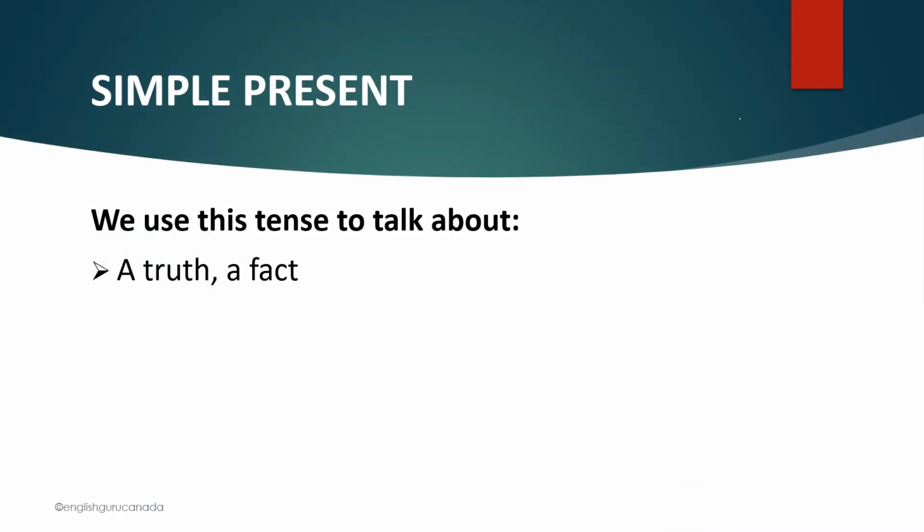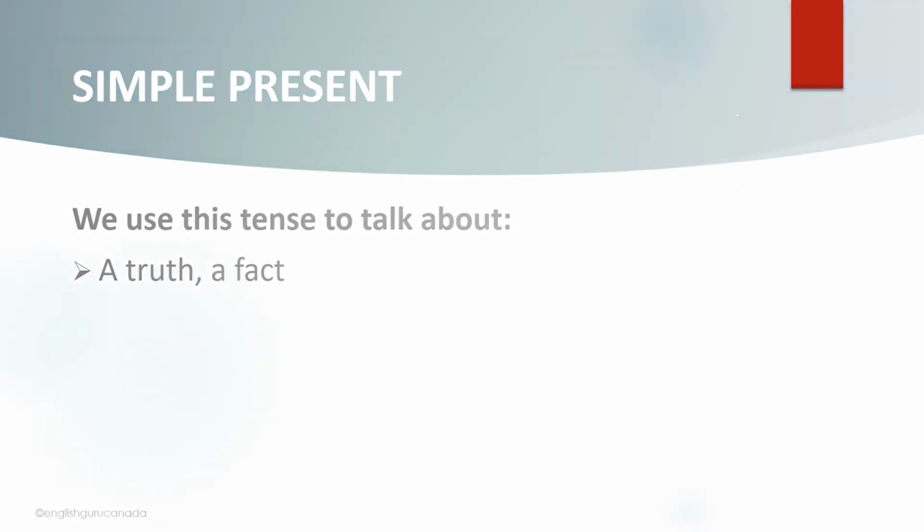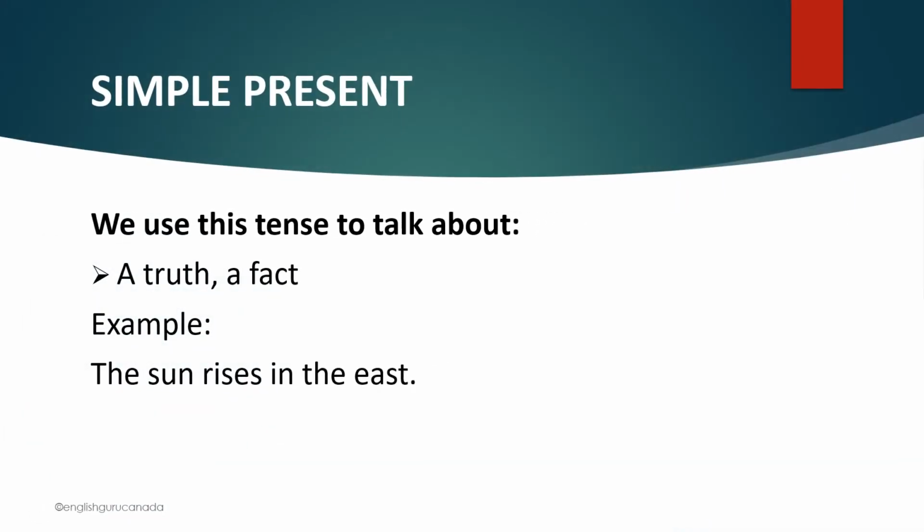Simple present is also sometimes known as the present indefinite, and we use this tense to talk about a truth, a fact. So something which is true, like a scientific truth. For example, we say the sun rises in the east. So this is a fact. This is a scientific truth. We all know the sun rises in the east.